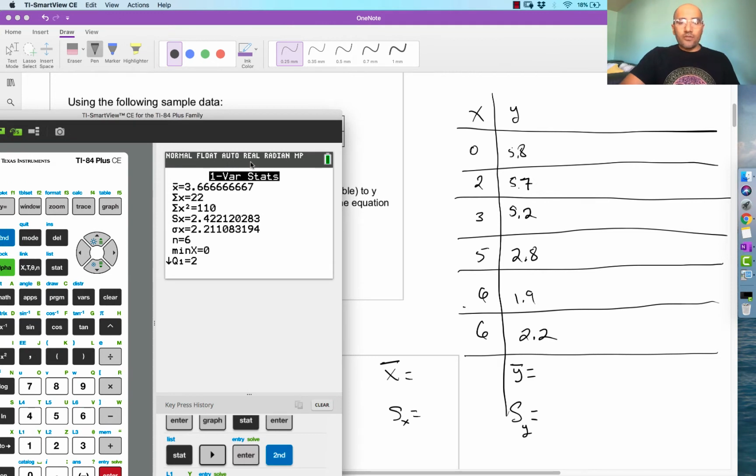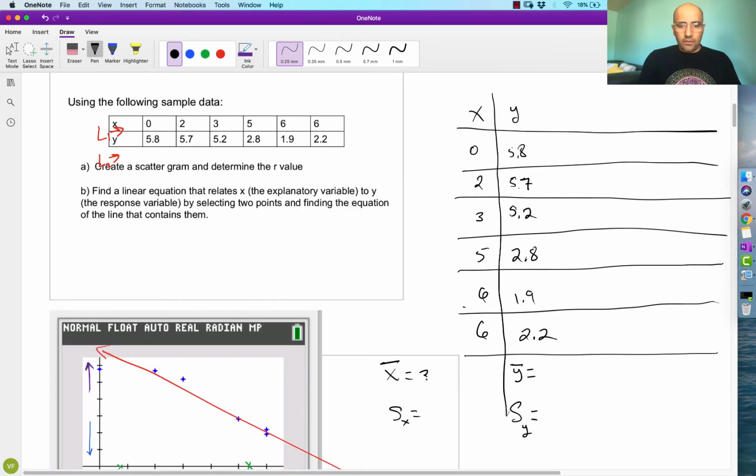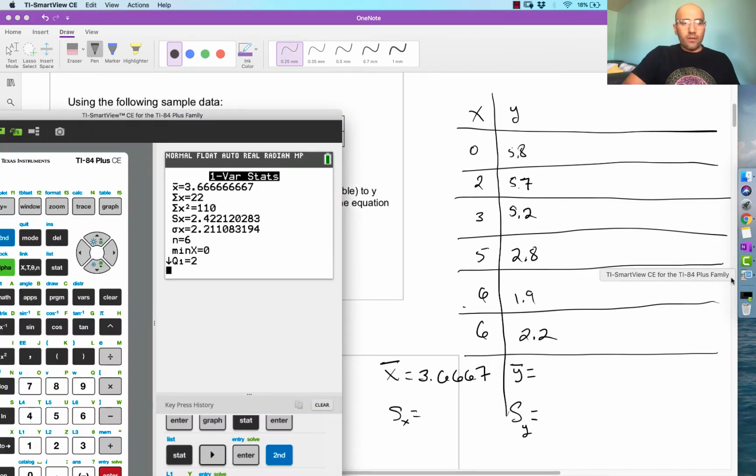So that's going to be equal to 3.6667. And the sample standard deviation is 2.4121.